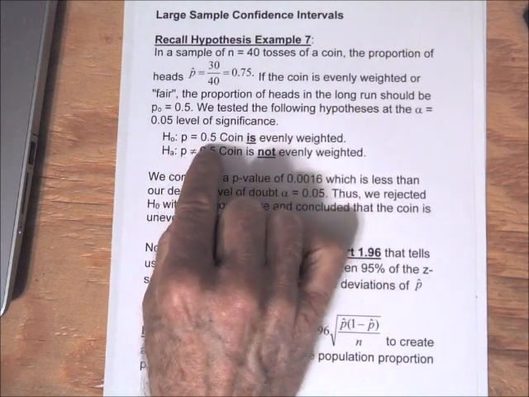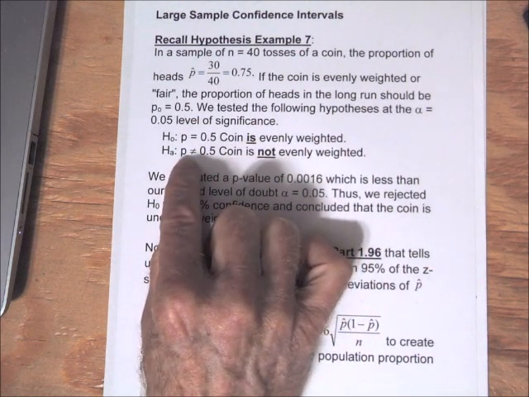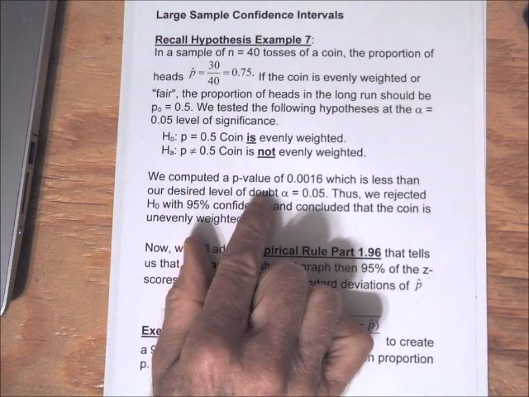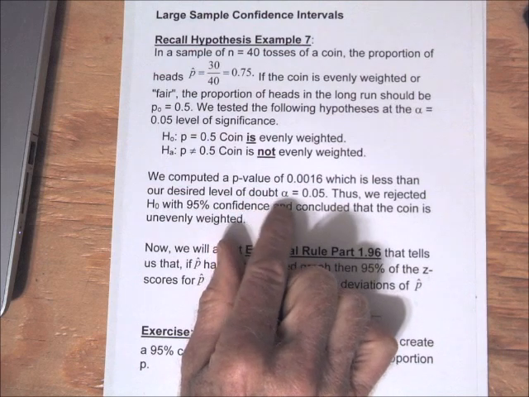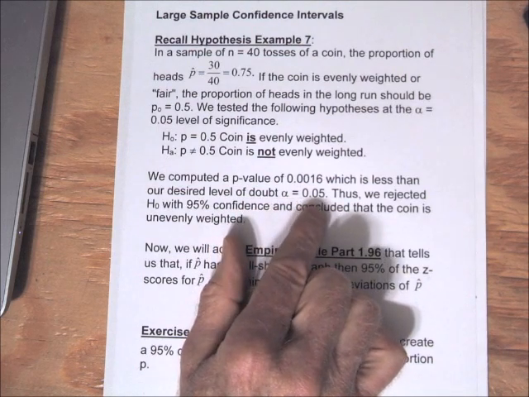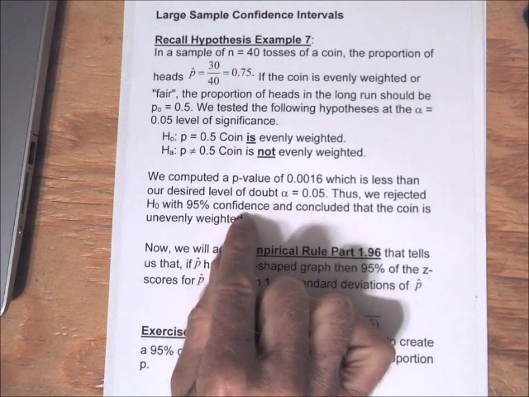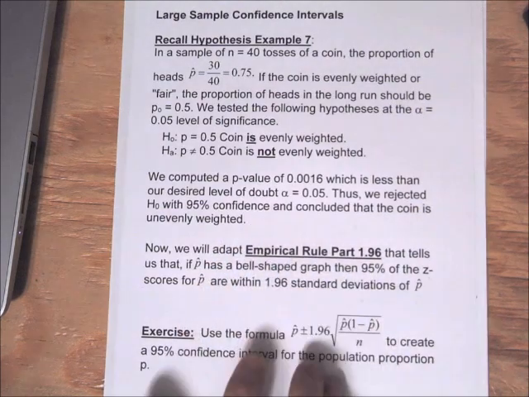H naught, p equals 0.5, the coin is evenly weighted, versus HA, p not equal to 0.5, the coin is not evenly weighted. We computed a p-value of 0.0016, which is less than our desired level of doubt, alpha equals 0.05. Thus we rejected H naught with 95% confidence and concluded that the coin is unevenly weighted.